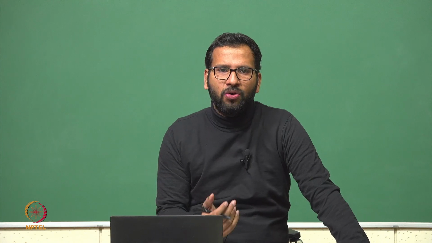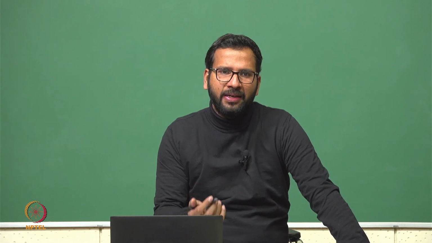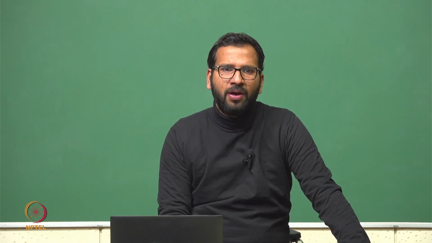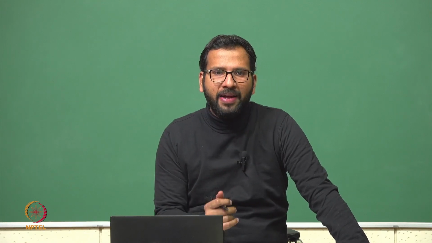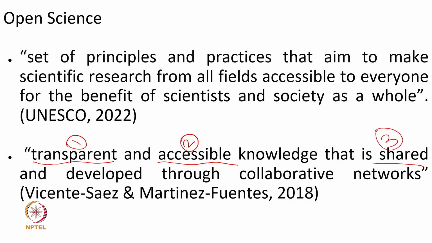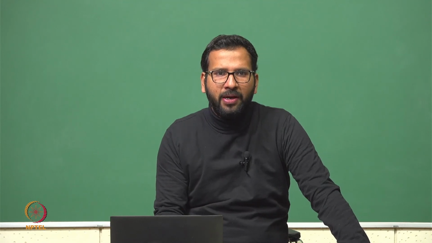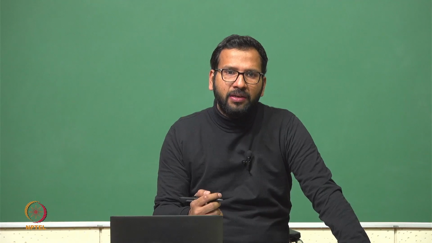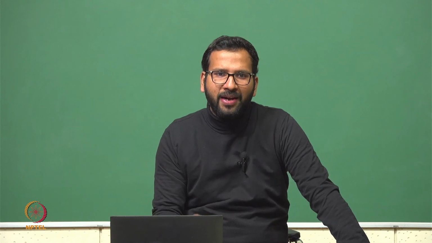The second is accessible. What does accessible mean? It means that not only the final publications are accessible, but the research data is also accessible to everyone around the world. The third important part in this definition is shared. It means sharing and using all available knowledge for new findings. The last is collaborative networks. What does collaborative network mean? It means global collaboration for the creation of knowledge, and it includes collaboration among researchers, institutions, countries and other disciplines.